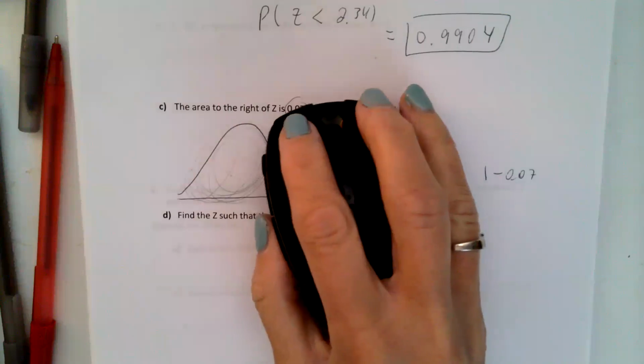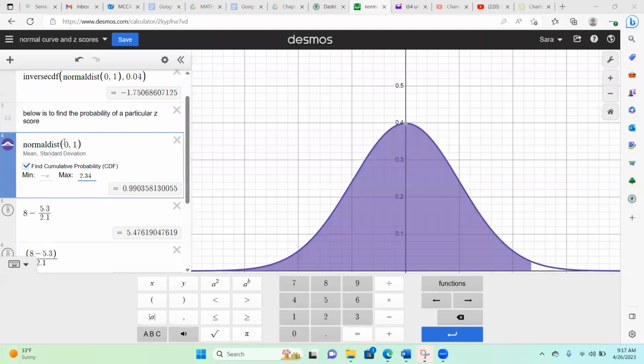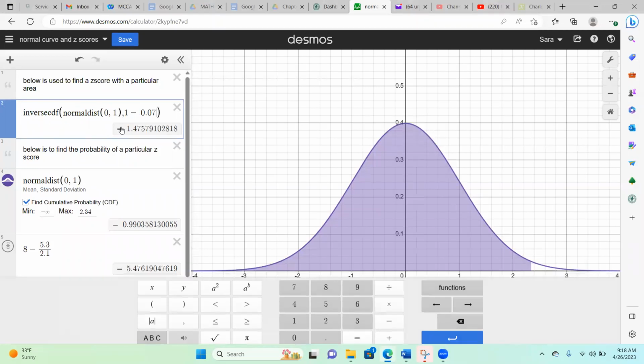So let's go ahead and go back to Desmos to show you how that's done. That's where we're going to use the inverse up here. So it's normal 0 and 1, and we want 1 minus 0.07. So that Z-score would be 1.4758 when we round to 4 decimal places. And that's right where my mouse is here. This is my answer right here.